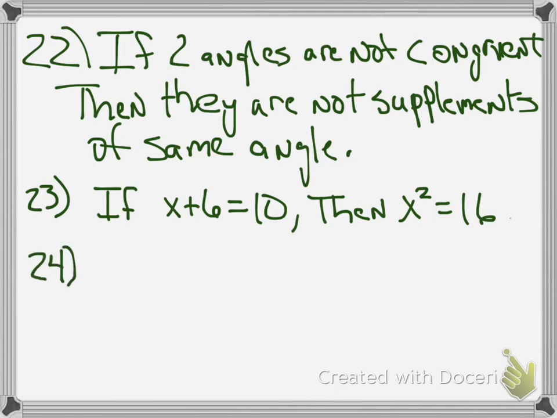Number 24. Write a conjecture given that ABC is an equilateral triangle. Equilateral means a lot of things, but equilateral actually means that all three sides are equal. So then what we should say is AB is equal to BC, which is equal to AC. Because when we say equilateral, by definition, we've got that right there.